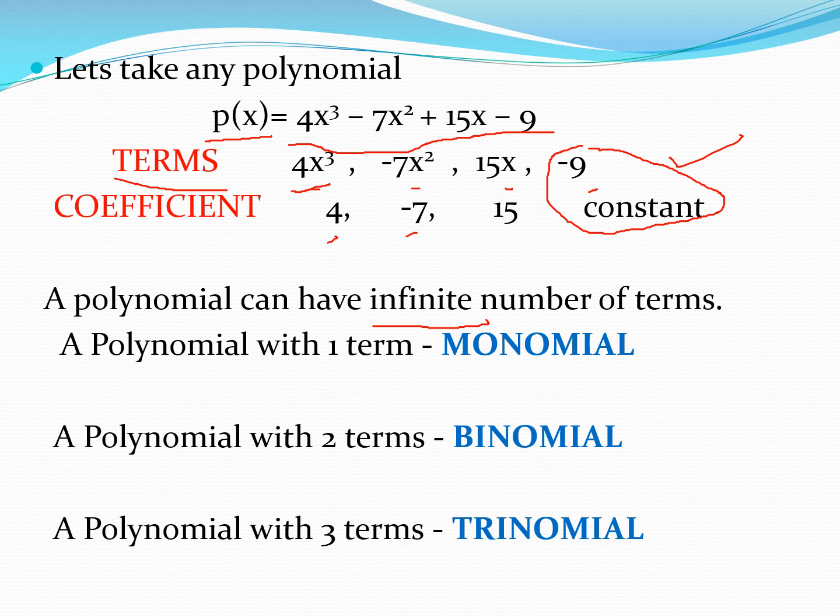Now let's discuss the types of polynomials. A polynomial with only one term is called monomial. A polynomial with 2 terms is called binomial, and a polynomial with 3 terms is called trinomial. That means if in a polynomial there are only 2 terms, we can call it binomial. If in a polynomial there are 3 terms, it will be a trinomial.